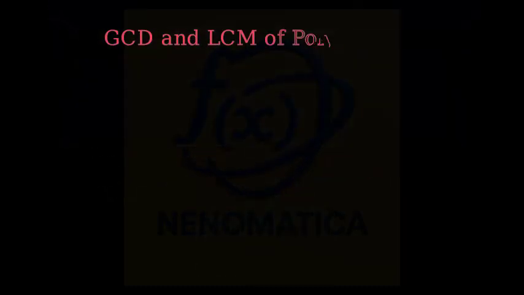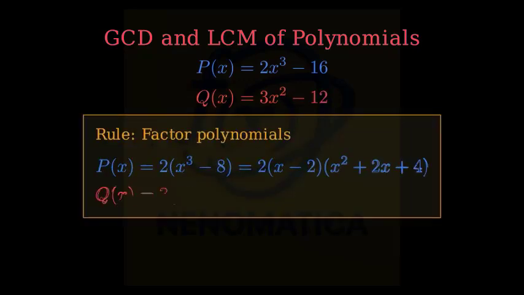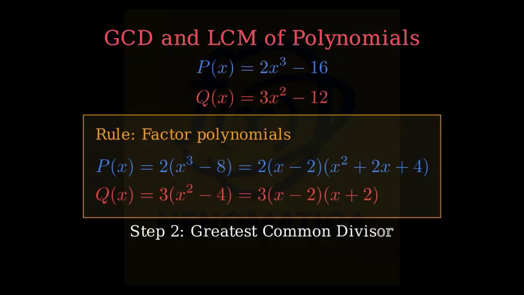In this lesson, we will compute the greatest common divisor and the least common multiple of two polynomials step by step, exactly following the structure shown. First, we write the given polynomials. Then we factor them. After that, we extract the greatest common divisor. Finally, we build the least common multiple.